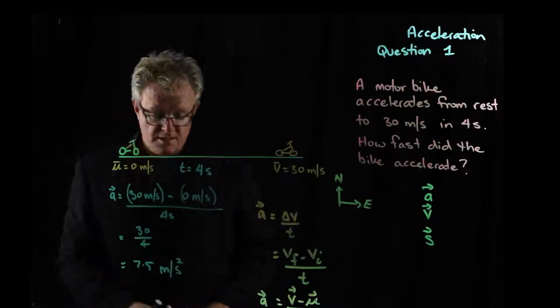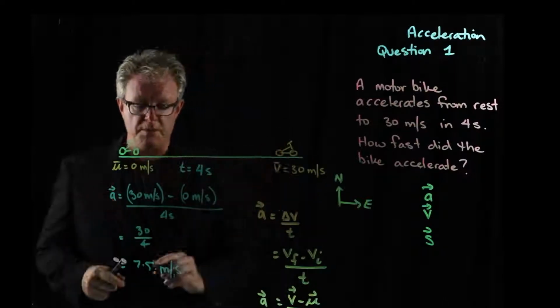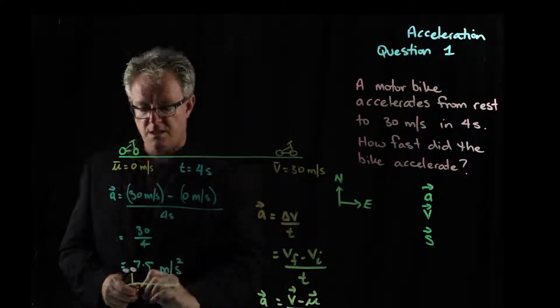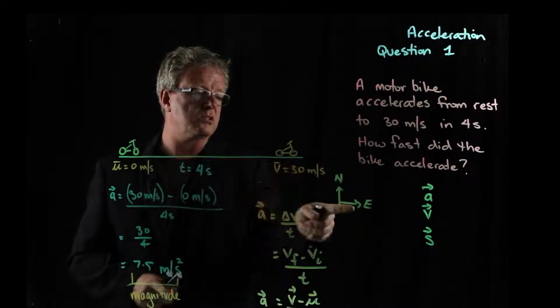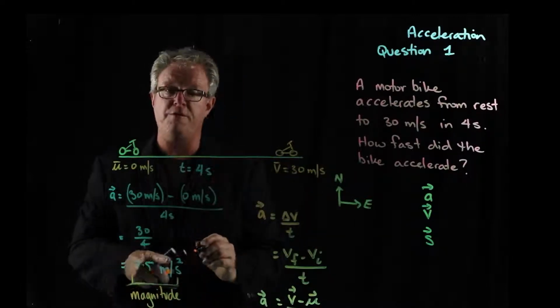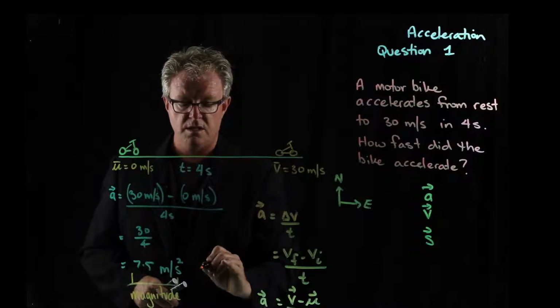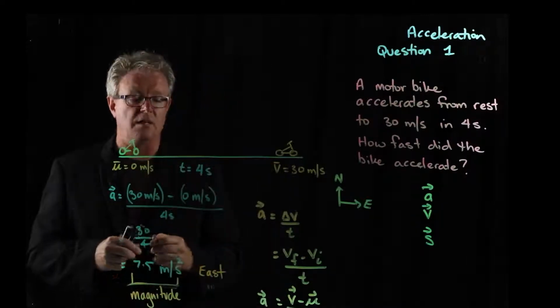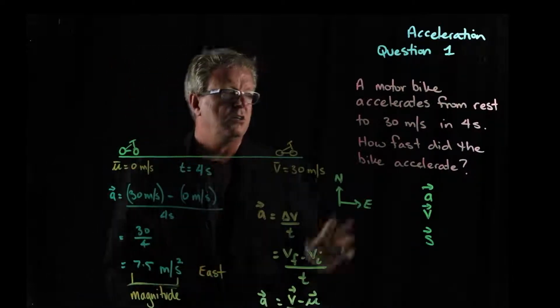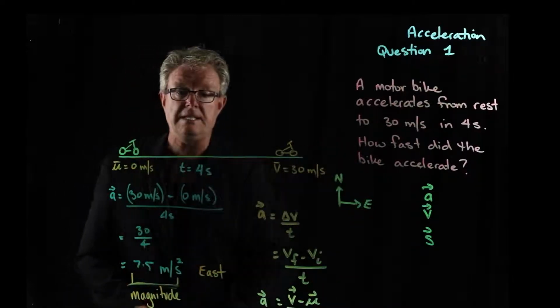Is that our final answer? Well, not quite, because this is the magnitude. Then of course we have to have a direction. And so what's our direction here? Well, it's going towards the east. So you'd go 7.5 meters per second squared east. And so now there is our complete acceleration answer. Pretty quick, pretty simple, pretty easy.